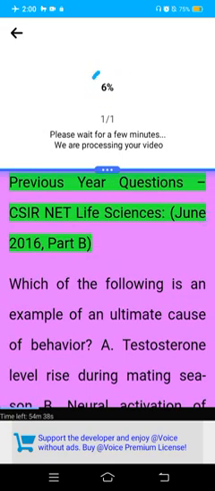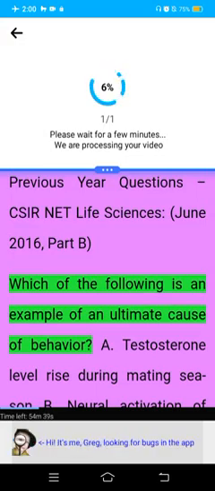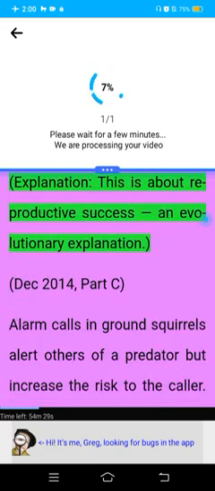Previous year questions, CSIR NET Life Sciences, June 2016, Part B. Which of the following is an example of an ultimate cause of behavior? A. Testosterone rise during mating season. B. Neural activation of song nuclei in birds. C. Singing by male birds increases chances of mating. D. Dopamine release in response to female presence. Answer C. Explanation: This is about reproductive success, an evolutionary explanation.